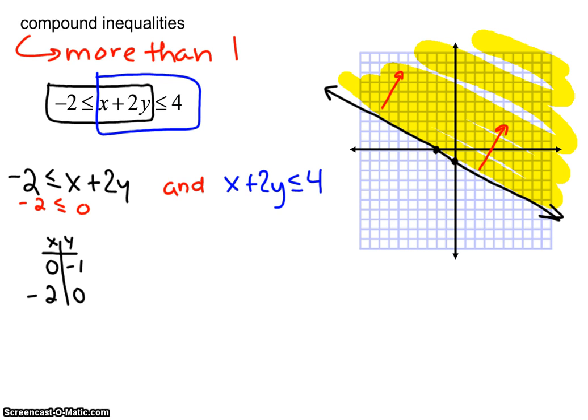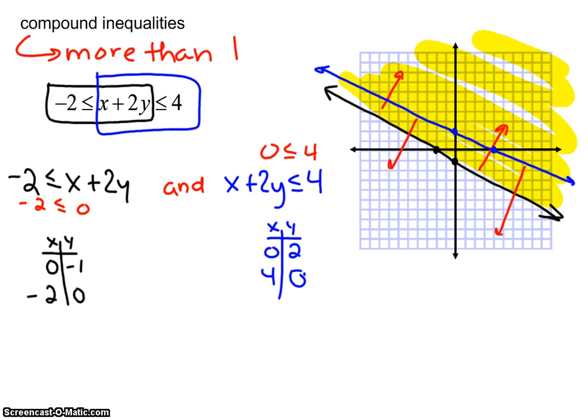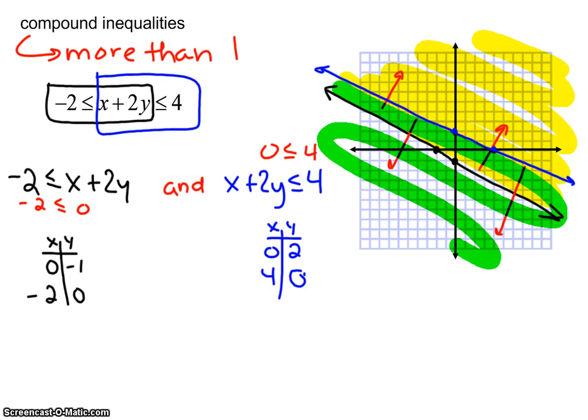Now go graph the second one. Again, it's in standard form, so I'm going to go with my intercepts. X equals 0, y is going to be 2; y equals 0, x is going to be 4. So I have a point here at 0, 2, and a point here at 4, 0. Again, the equal sign is there, so we'll have a solid line again. If I check 0, 0, I get 0 less than or equal to 4, which is true, so I'm going to shade on this side. If I went with the highlighter idea again, it's going to be down here.